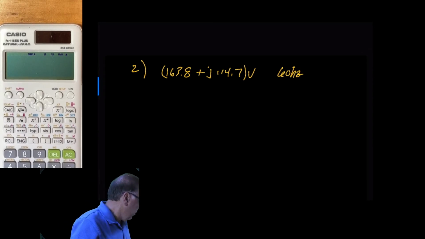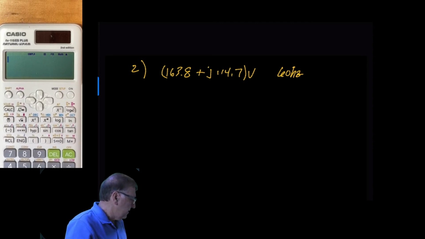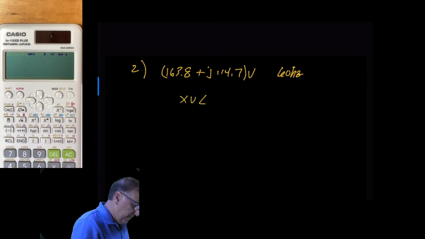wants to know what the voltage is read by a handheld meter, a voltmeter, like the one we use in the lab, looking for the RMS voltage. So that RMS voltage, when you have a magnitude and direction, say we have x volts at an angle of theta, this value here in polar form is the RMS value.